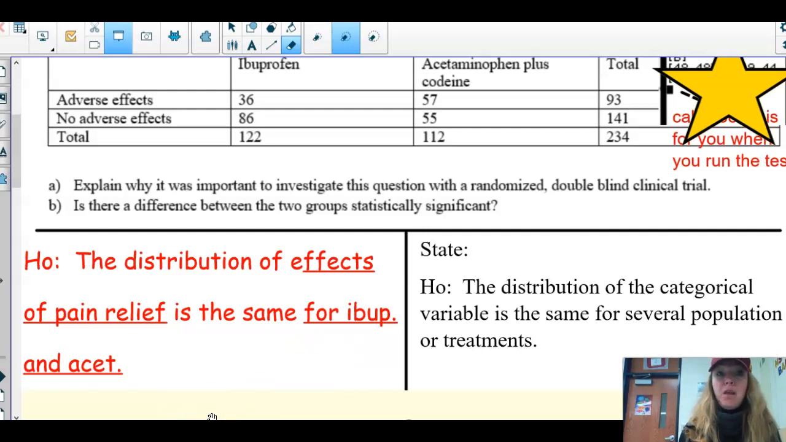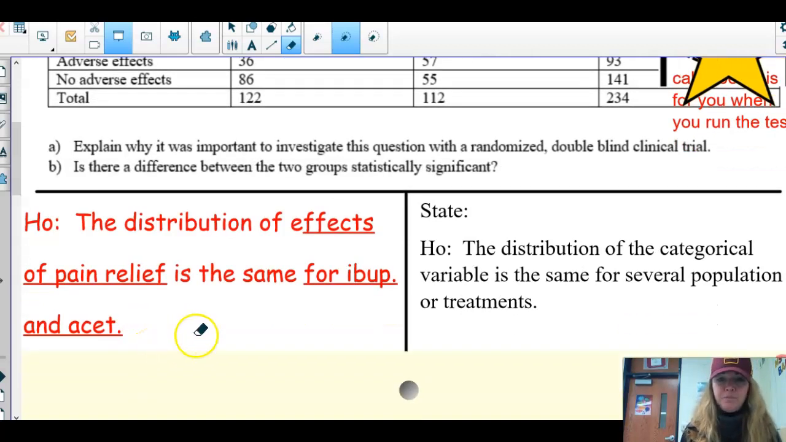Now, why did I underline the effects of pain relief? When you're doing a chi-square homogeneity test, this first part where I underline is always going to be the variable. That's the one variable we're looking at. And then we always put is the same for the two or more groups that you're looking at here, okay? So let's say it was the distribution of AP scores is the same for this year and last year. I could be looking at that. That would be just an example of something else. And you'll see that in your homework, and I'll help you through that along the way.